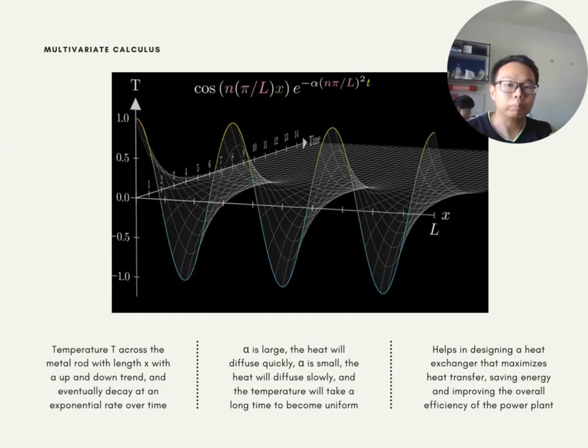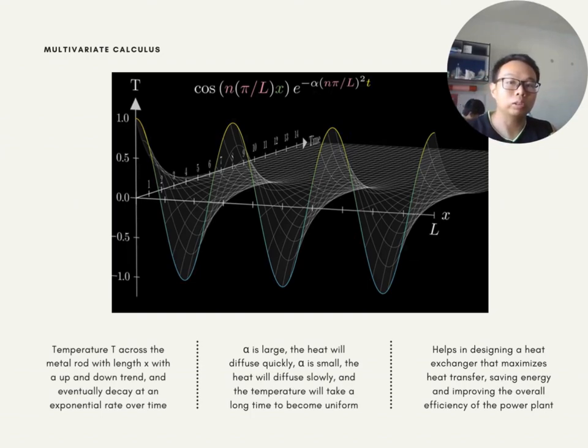So here is the simple visualization of the heat transfer general equation. The reason why we get a sine equation is because of the 0 degrees Celsius at each end of the metal rod. So the temperature T across the metal rod with a length x has an up and down trend, and eventually will decay at an exponential rate over time. The rate of diffusion, which is the alpha: when the alpha is large, the heat will diffuse quickly, and when the alpha is small, the heat will diffuse slowly. It means that the temperature will take a longer time to become uniform.